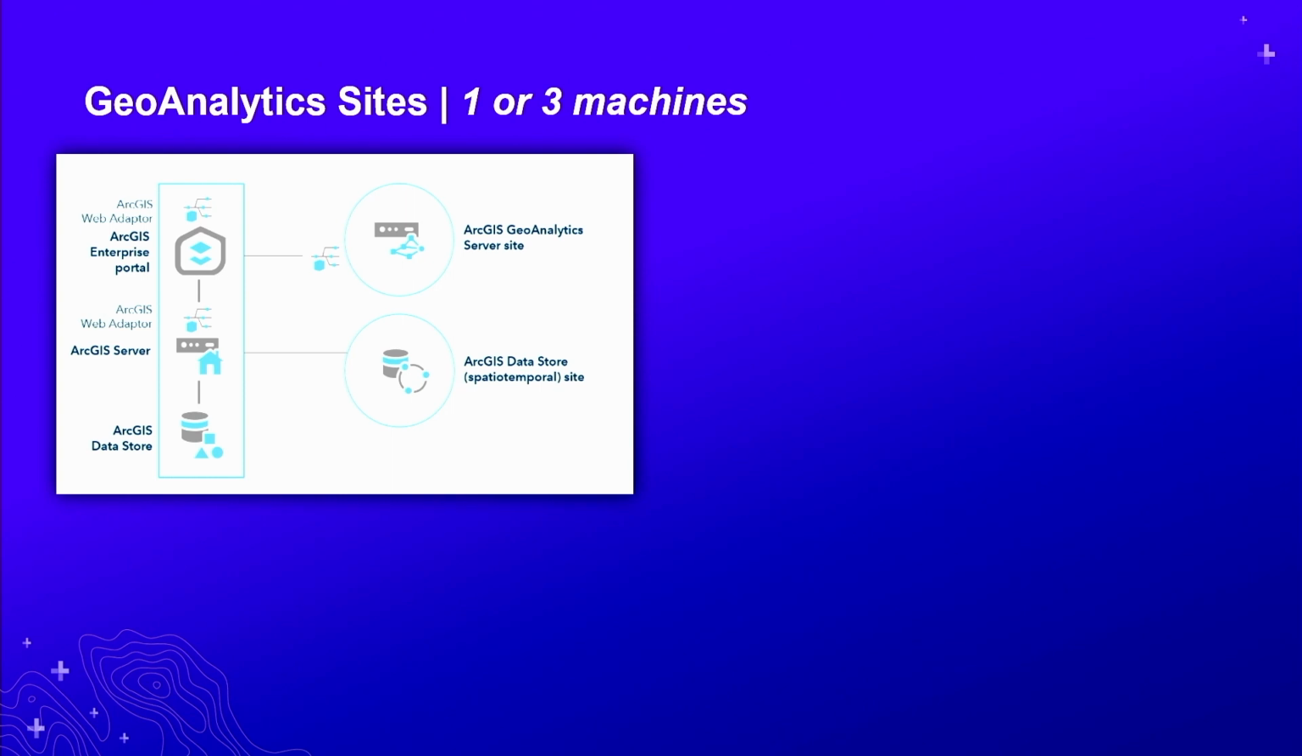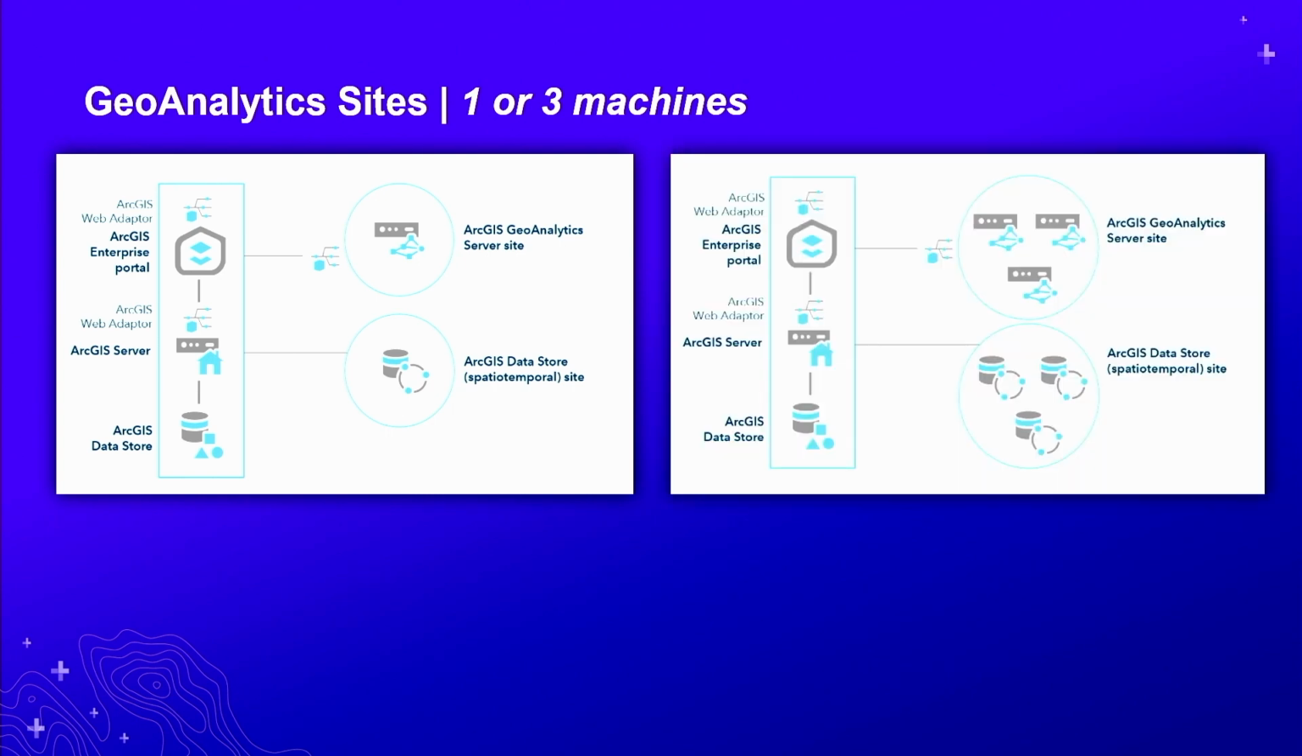So again, on the left, you have the web adapter for your portal, you have the portal itself, server and its web adapter, and the data store. On the right, this is where we're talking about the one machine site. You have a single install of the ArcGIS GeoAnalytics server site with the web adapter and a spatiotemporal data store. You also have the three machine site, very similar, except instead of just having one machine, the server site for GeoAnalytics has three machines. So you install one machine, you install two more and join the site of the first one. For the data store, you would install three and configure all of them with the hosting server. The data store is always configured with the hosting server because it hosts your data.